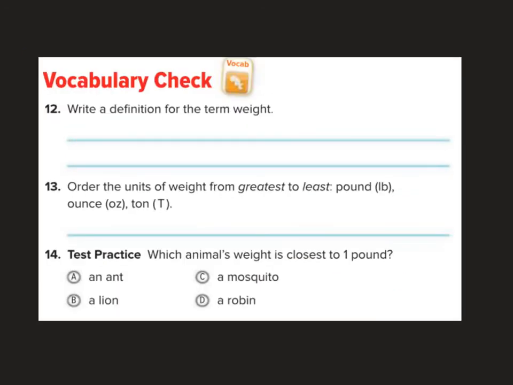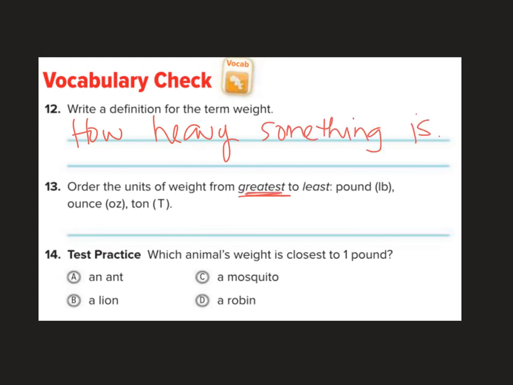Write a definition for the term weight. Weight is how heavy something is. Okay, order the units of weight from greatest to least. Okay, so the biggest is ton. Then it is pound. Then it is ounces.